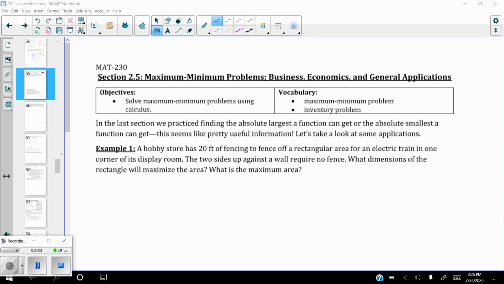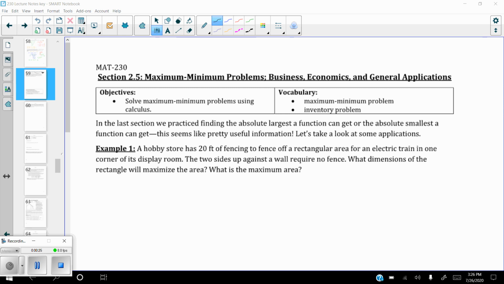Okay, we are up to section 2.5, maximum minimum problems, business, economics, and general applications. So now we are really into the application here of the calculus. And these problems can take a little bit longer, so we'll probably do this section in a couple of videos, maybe three. I'm hoping to get it in two. We'll see how it goes.